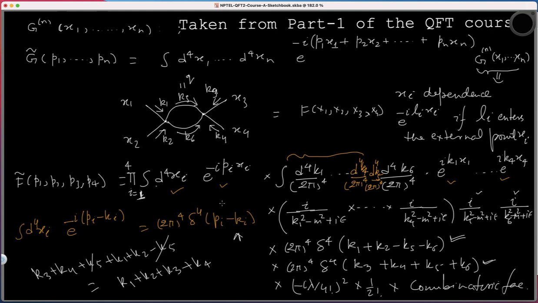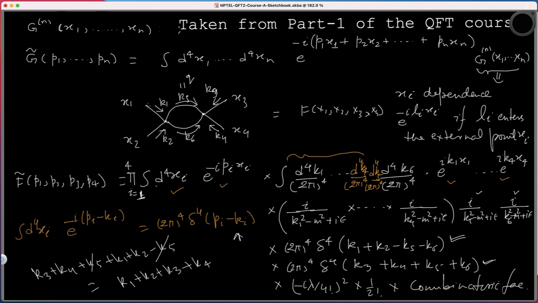I'm calling this particular diagram F, and the Fourier transform being F tilde. This is a 4-point function, and you see you have these d^4 x_i e to the minus i p_i dot x_i, because we are doing a Fourier transform, times the Feynman diagram in the coordinate space using momentum space Feynman rules. So recall what we studied at that time, that you label each propagator by some momentum k_i. In this case you have 6, so you have to integrate over all the 6.